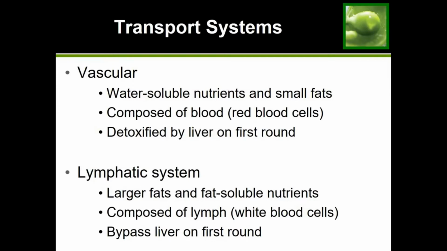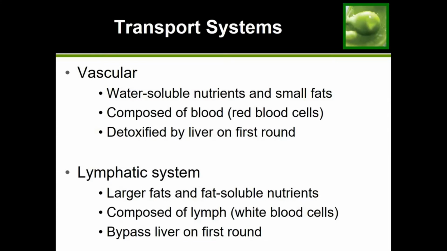And we have two main systems that we can use for this transport, and that is our vascular system and then our lymphatic system. And before we take a look at these two different systems, I just want you all to know the differences between them. The main difference is what each one is responsible for transporting. The vascular system is going to be what transports our water-soluble nutrients and some small fats, but the main one that's going to be responsible for fat transport is going to be the lymphatic system. It's going to take our fat-soluble nutrients and our large fats.